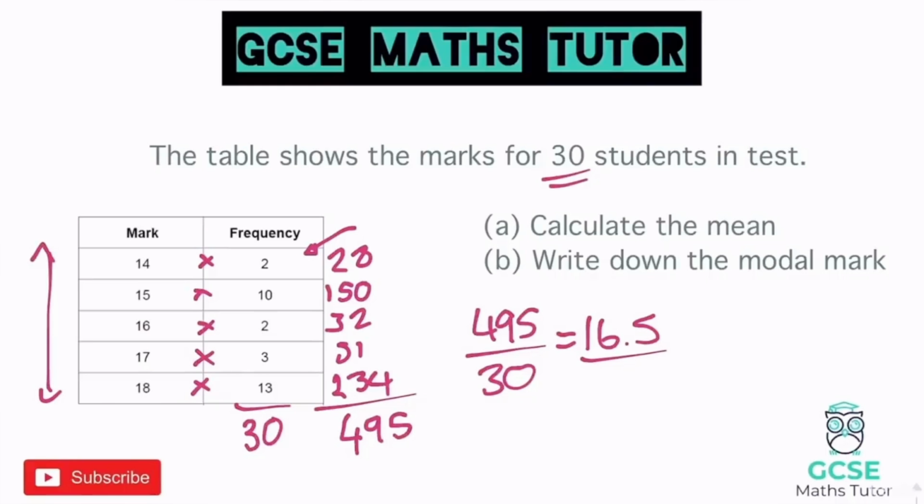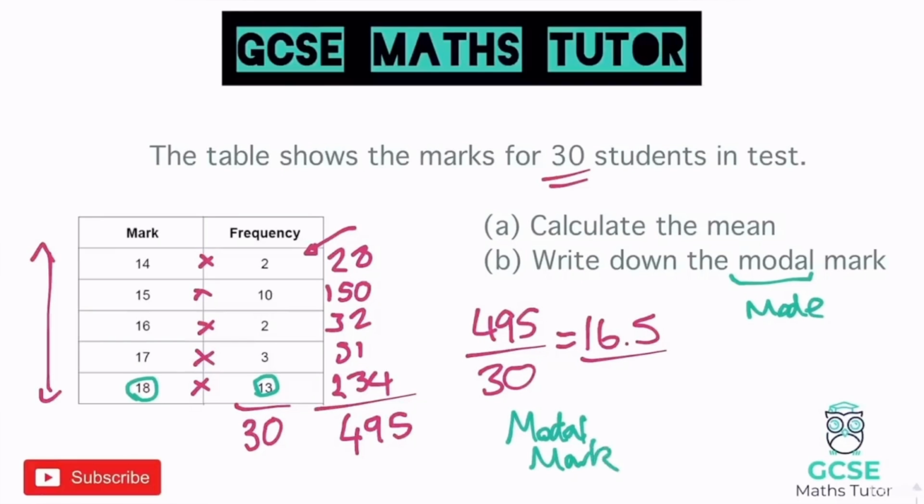Now part B says to find the modal mark. Now the modal mark just means the mode mark, okay, the one that's the most common. And if we have a look at our table here, the one that's the most common is this one down at 13, and that represents 18 as the modal mark. So the modal mark would be 18.